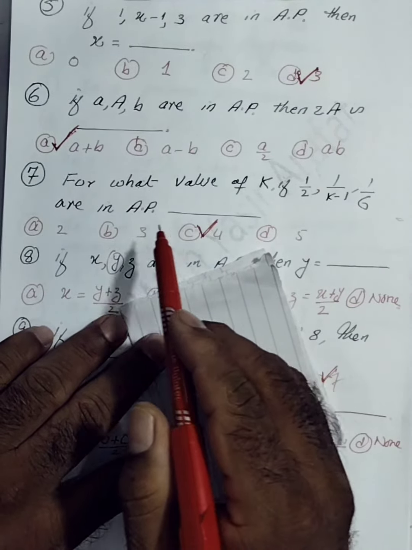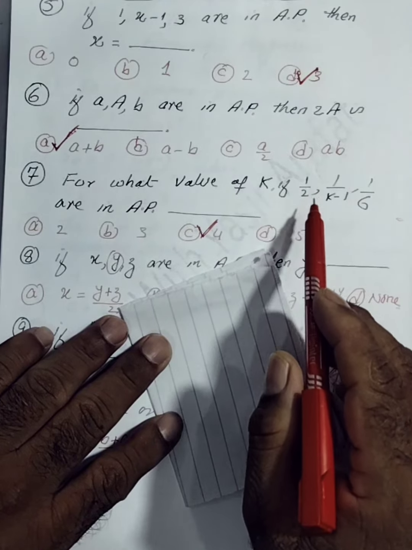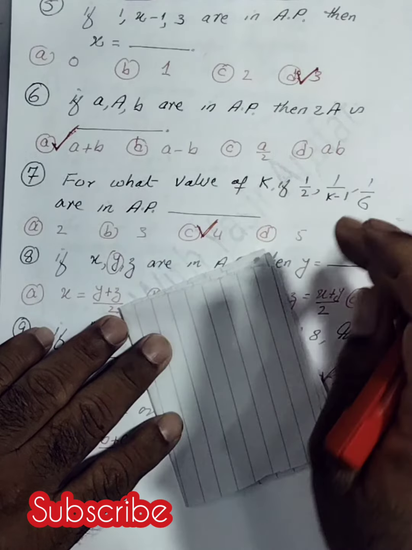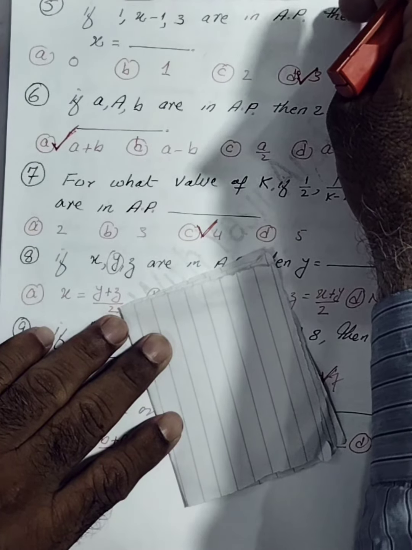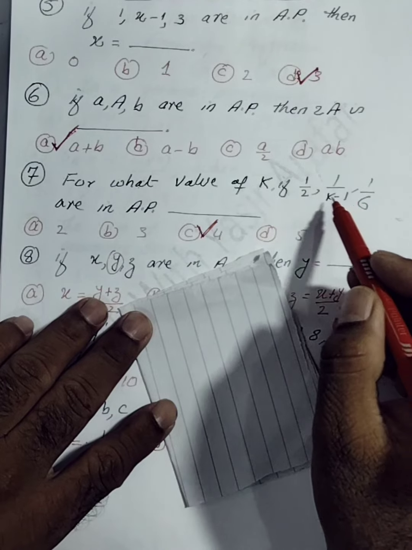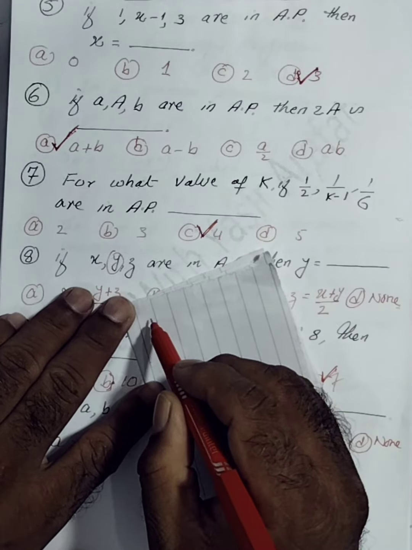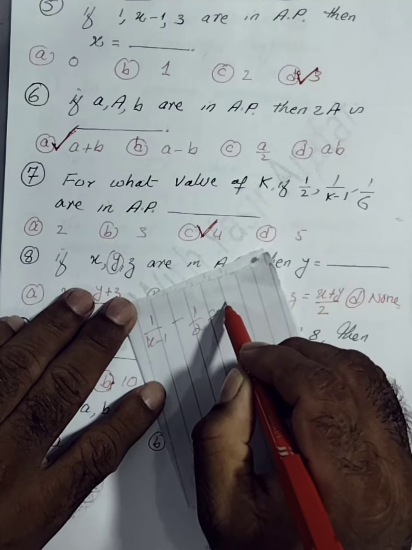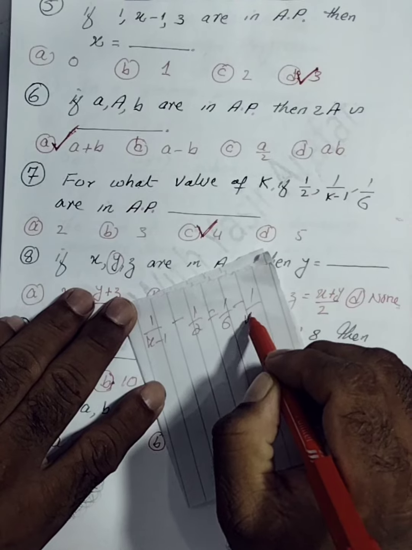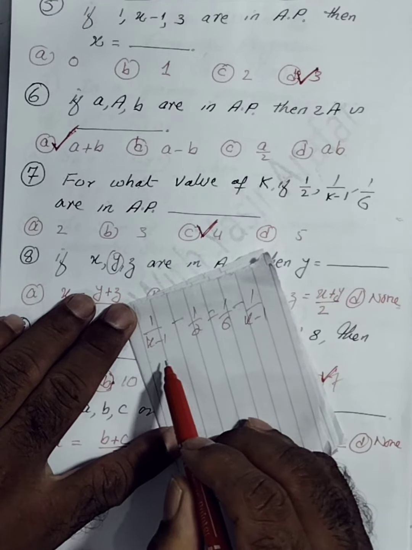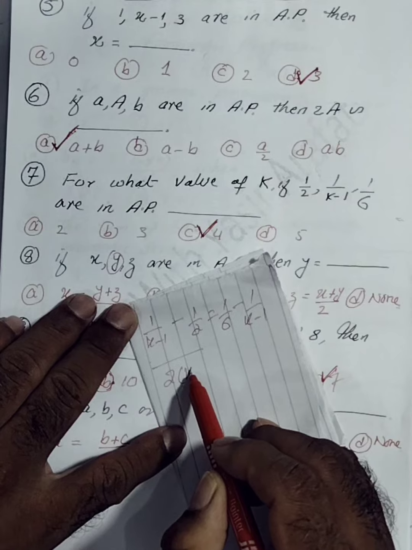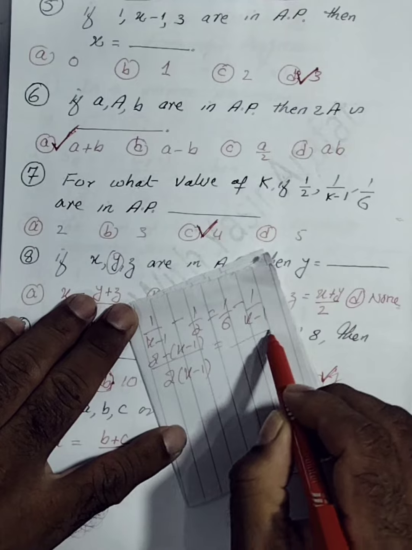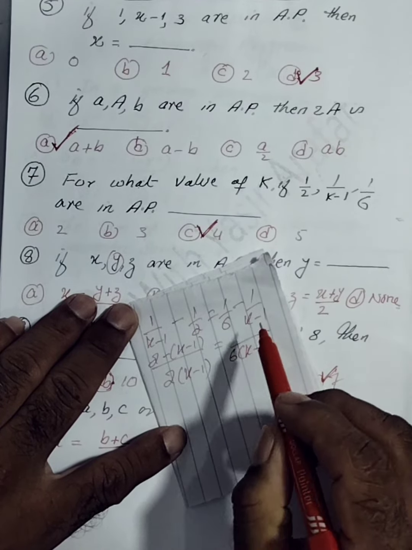Now come to the seventh MCQ. For what value of k are 1 upon 2, 1 upon k minus 1 and 1 upon 6 in AP? Same as we discussed in the fifth MCQ, the difference between second and first, and third and second, remains the same by the definition of the arithmetic progression. So we have to take out the difference, take out the LCM here, so that is 2 minus (k minus 1) over 2(k minus 1), and this is (k minus 1) minus 6 over 6(k minus 1).